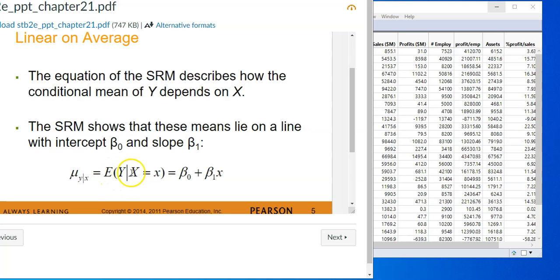And E stands for the expected value of y. Expected value of y given x is equal to a certain amount of x. And this calculation is your regression model, your regression equation. You have intercept, you have slope, you have IV. Intercept, slope, IV. So beta 0 or B0 plus B1 or beta 1 times x creates the estimated value for the DV.